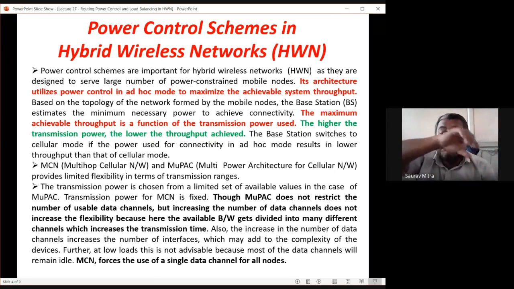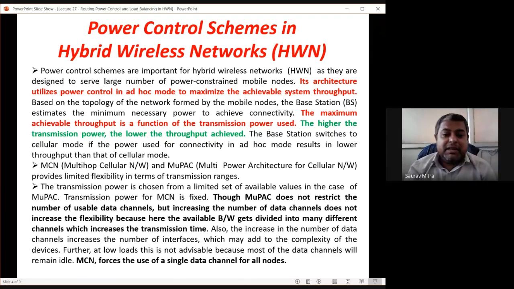If we set the transmission range to 5 meters by software, then whichever nodes are away from that 5 meter circle will not be able to communicate with this node. So we can have a dynamic communication range for all these nodes. That control is there in case of MCN. The transmission power is chosen from a limited set of available values in case of MUPAC. So MUPAC and MCN both have the transmission power control algorithm built into them.